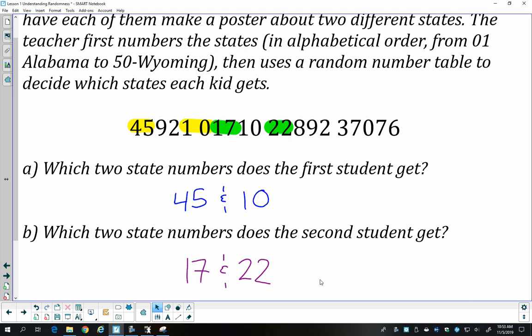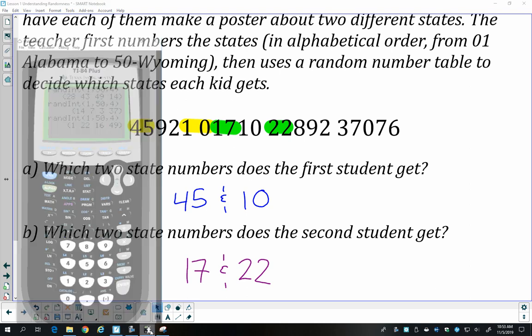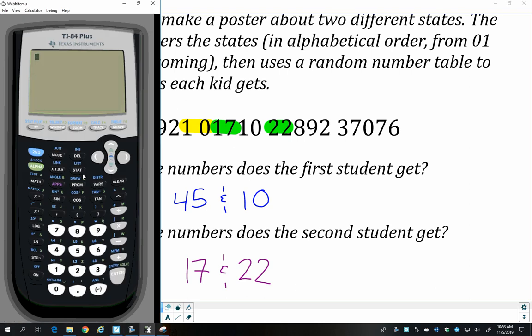You would repeat this process. Of course, we'd have to have more lines of random numbers, or we could use technology. We could use math, probability, random integer between 1 and 50, and we would want to produce 2 at a time. And we would assign the next student states 2 and 42. Of course, you'd have to be careful to avoid overlap, so sometimes you'd have to regenerate the numbers.